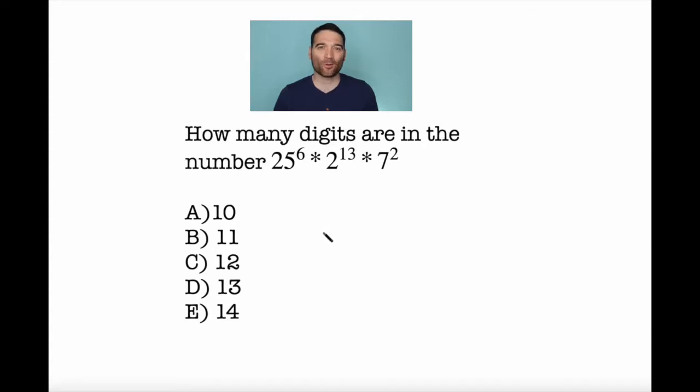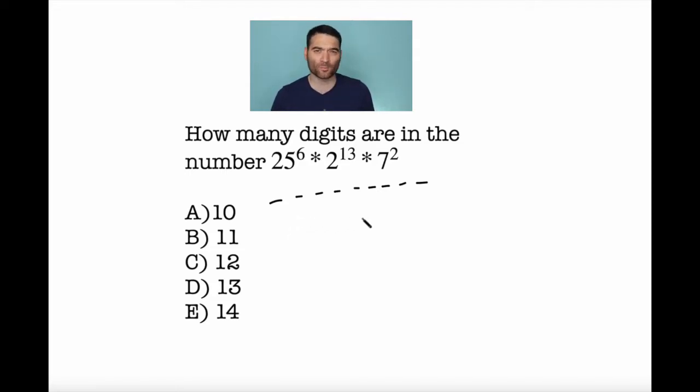Here's a great GRE quant question. How many digits are in the number 25 to the power of 6 times 2 to the power of 13 times 7 to the power of 2? So what we get here when we multiply this out is a really big number with a lot of digits, and we want to know how many there are.